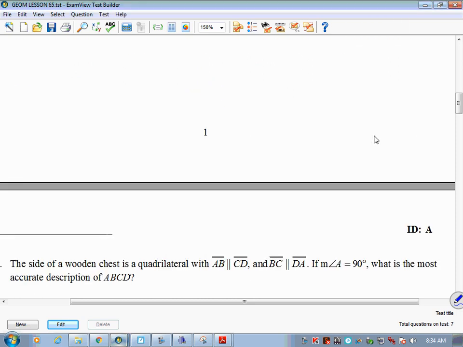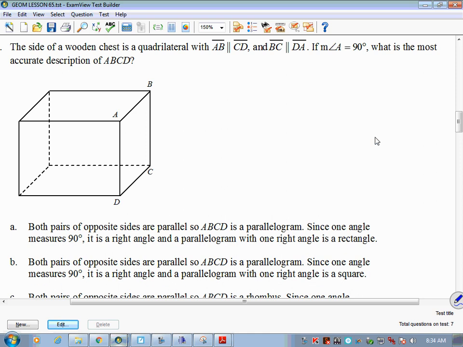Let's come down to our next question. The side of a wooden chest is quadrilateral ABCD. So they've shown me that AB is parallel to CD. I'll use those arrows to denote that they're parallel, and BC is parallel to DA. Measure of angle A is 90 degrees. What is the most accurate description of ABCD?